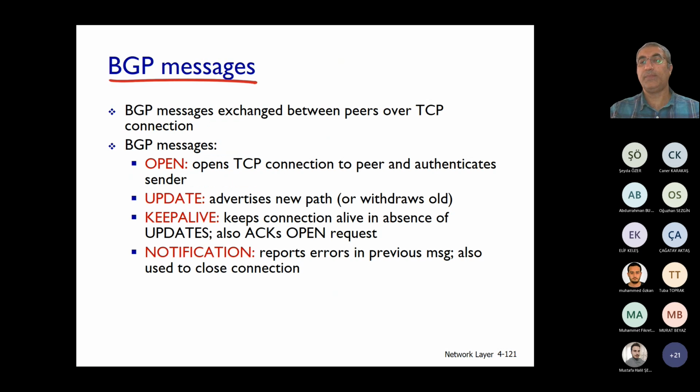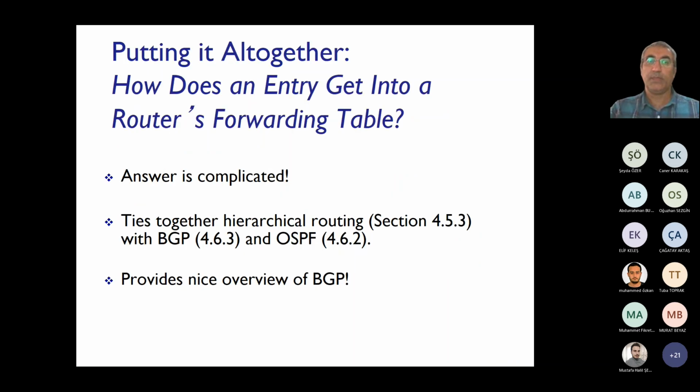BGP messages can be exchanged between the peers over the TCP connection. A BGP message can be open, update, keepalive, or notification. You can see the explanation of each of these messages. So putting all this together, how does an entry get into the router's forwarding table? The answer is complicated, and we need to look at another section.